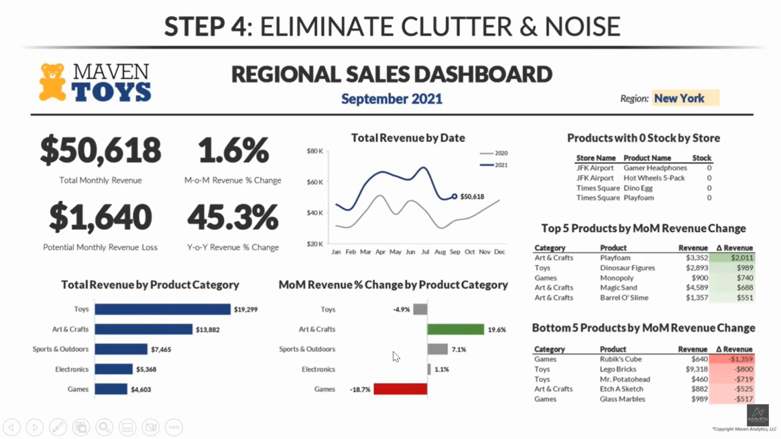So the MOM, month on month revenue percentage change by product category. This is also bar chart. Bar chart only. Like how we can show the increase on one side and decrease on the other side? In the bar chart, we have an option for that. I'll show you how to do it. So product category wise, you can do that.